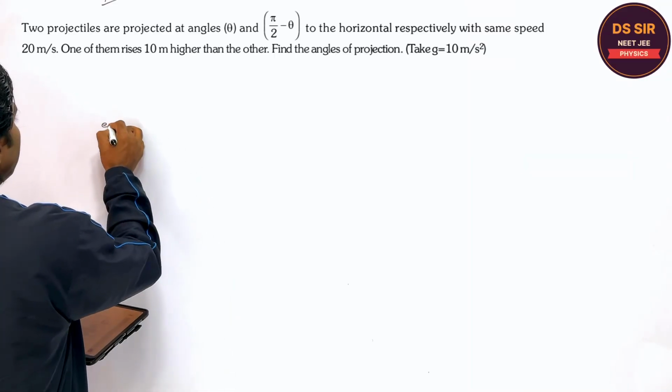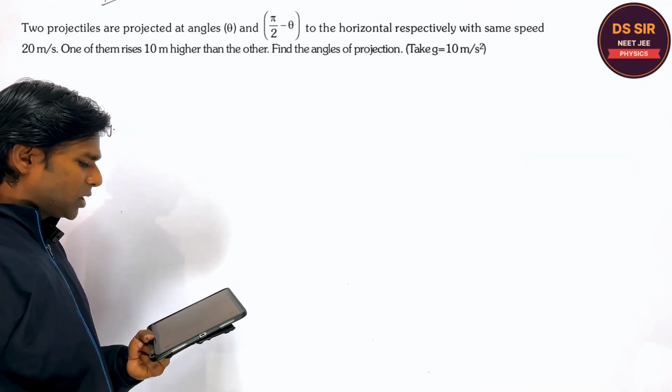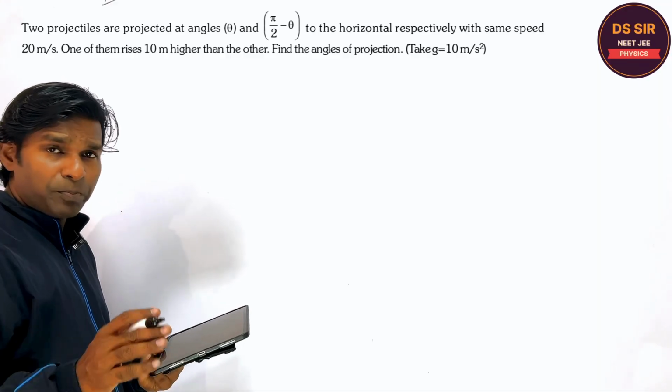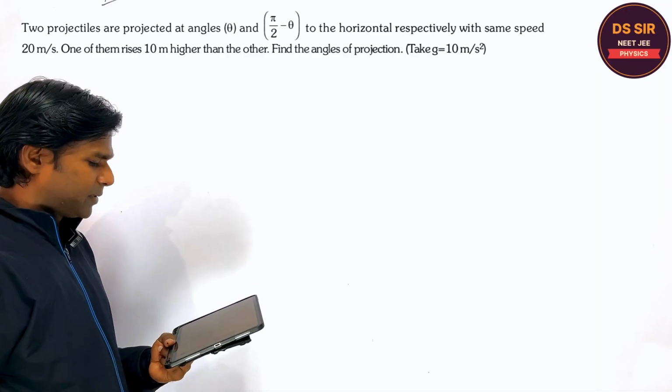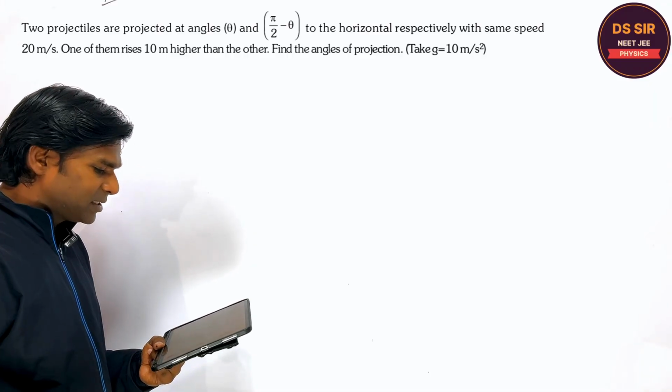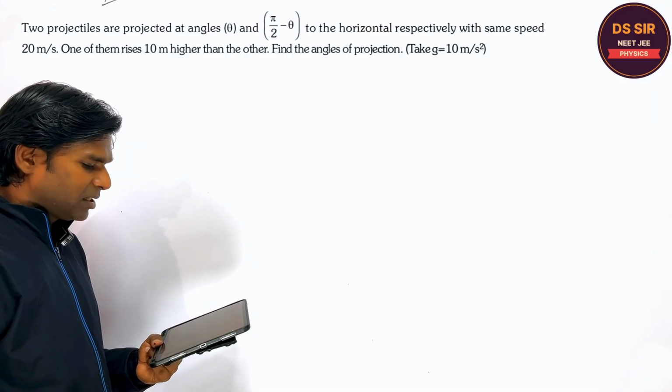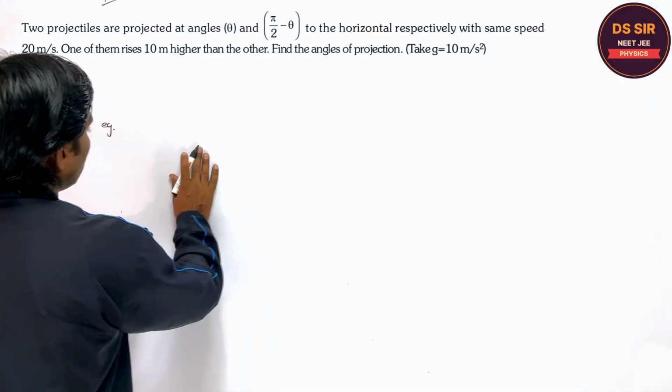Copy it. So in the next example, you can read: two projectiles are projected at angles theta and pi by 2 minus theta to the horizontal with the speed 20 meter per second. One of them rises 10 meter higher than the other. Then find the angle of projection. Theta you have to find.